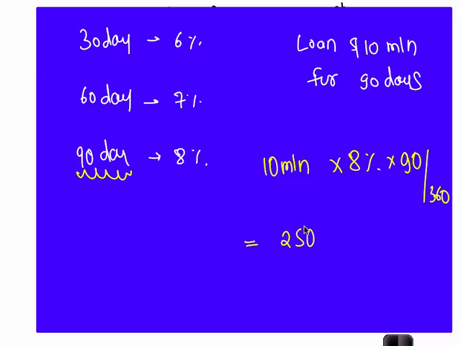What it says is, on an average, how many days in a month? And how many months in a year? 12. So how many days? 360, that's it. So 90 by 360, how much would that be? 250,000? No, it would be 200,000. That would be the amount of interest.